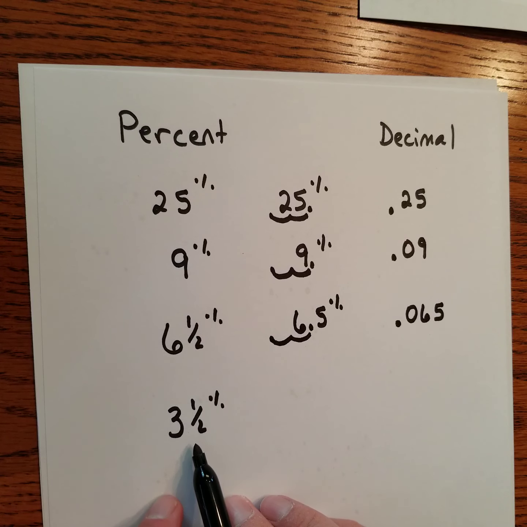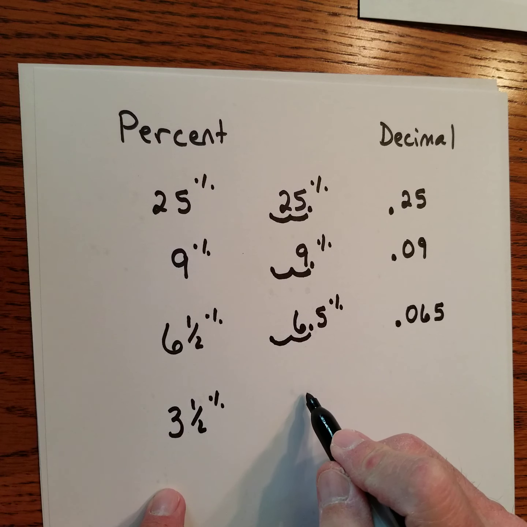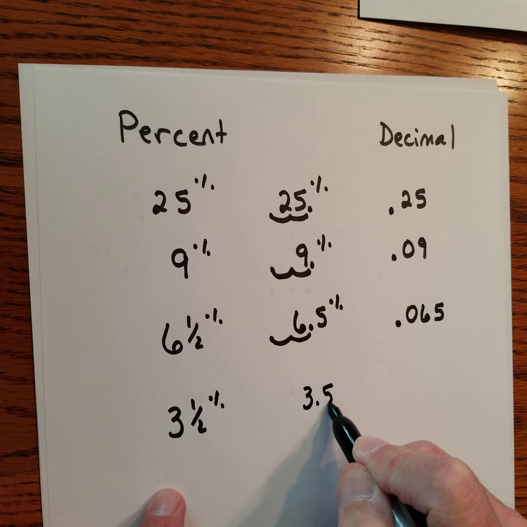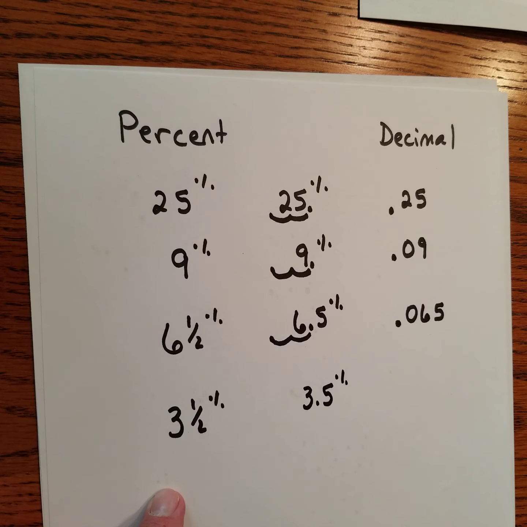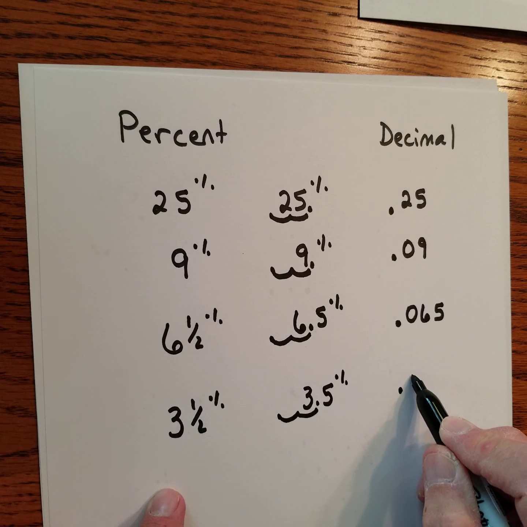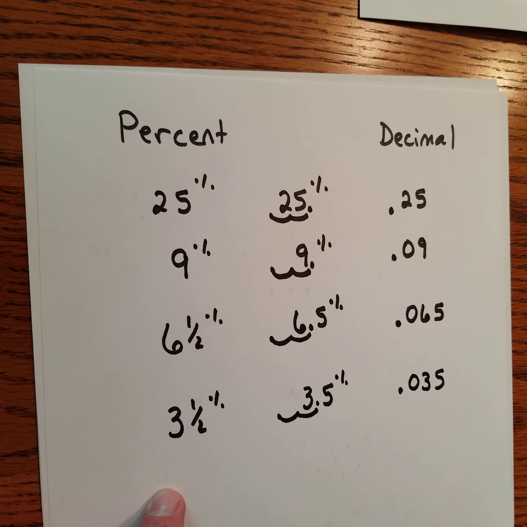Let's try that again. 3.5% I'll write as 3.5%. Now take that decimal point and move it twice, changing it into 0.035.